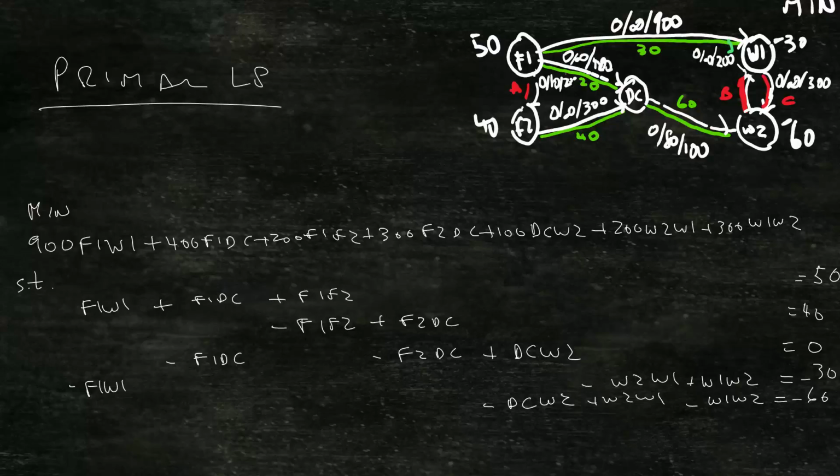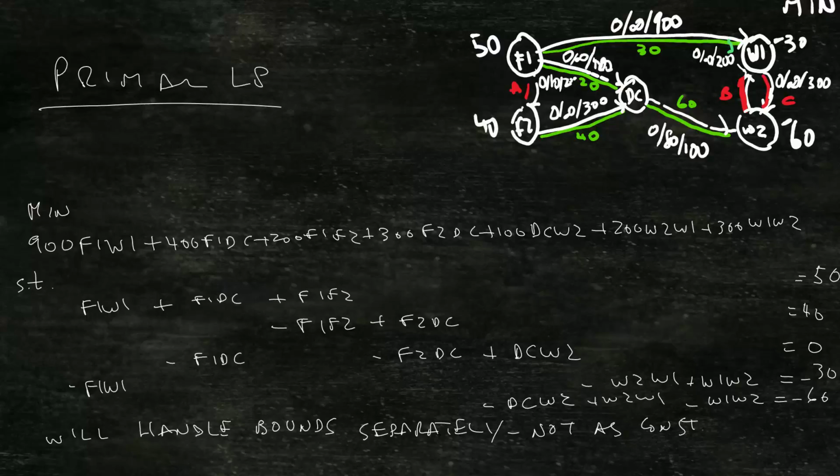And what we're going to do is we'll handle bounds separately. Like we suggested earlier, we gave some idea in terms of the definition of basic and non-basic variables, we'll handle bounds separately, not as explicit constraints, not the normal way. Okay, and that's why I gave a little bit of introduction before. Okay, so we have the primal LP, and from the primal LP we can deduce the dual.